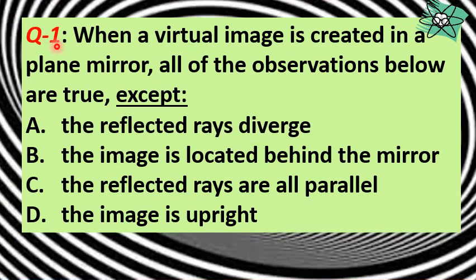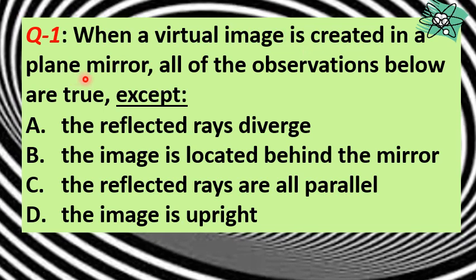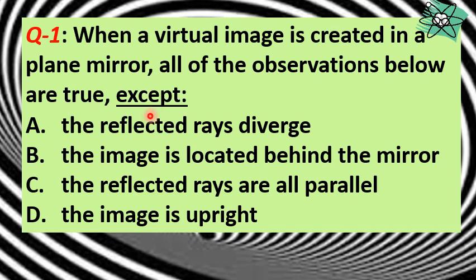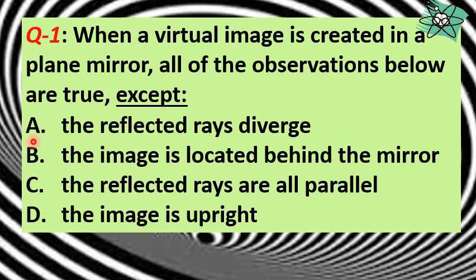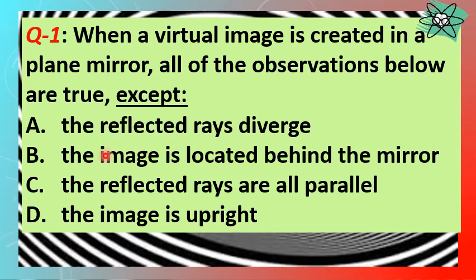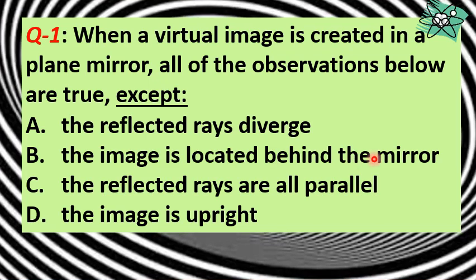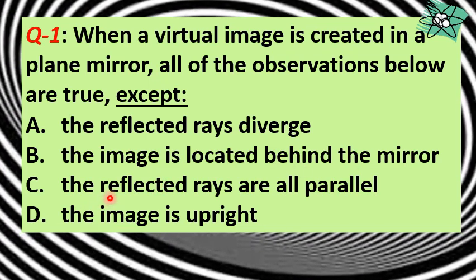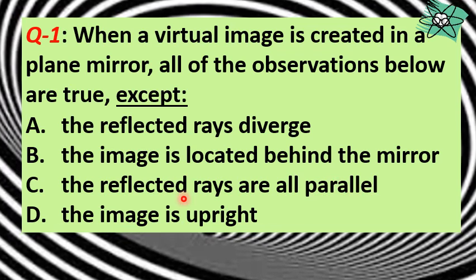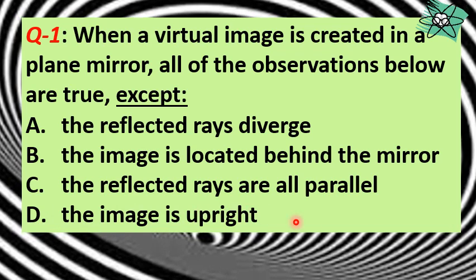Question number 1. When a virtual image is created in a plane mirror, all of the observations below are true except option letter A, the reflected rays diverge. Option letter B, the image is located behind the mirror. Option letter C, the reflected rays are all parallel. And option letter D, the image is upright.